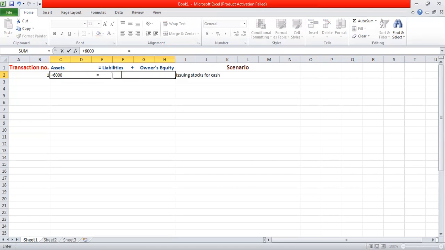As I said, capital or profit always belongs to the owner of the company, so there is also an increase in owner's equity. Now you can see the left hand side equals the right hand side, both plus 6,000.